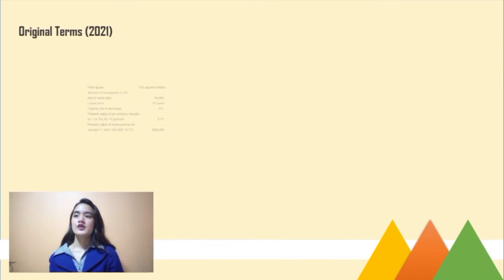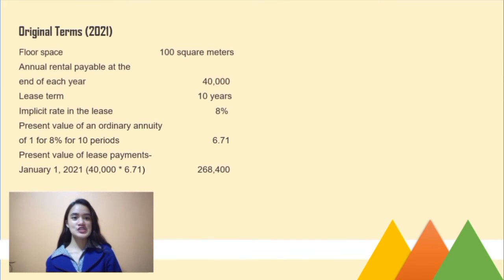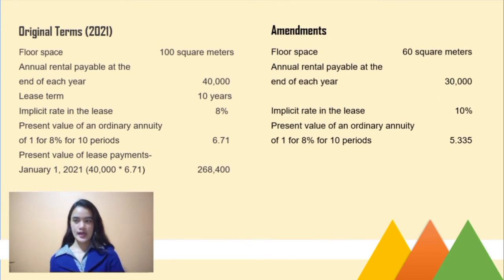Ayan, makikita natin sa left side ng screen natin yung data from the original agreement ng lessee at ng lessor. At sa right side, ito yung amendments na ginawa nila. Para mas makita natin yung comparison between the two, pinagtabi ko na lang. Sa floor space, from 100 square meters, naging 60 square meters na lang siya. Ibig sabihin, 40 square meters or 40% ang ibinaba ng scope ng lease agreement.